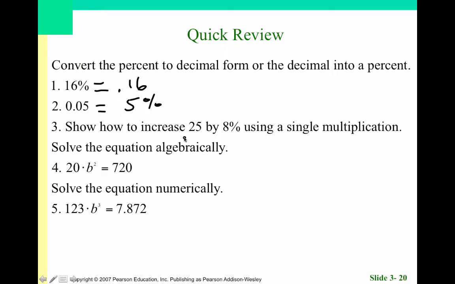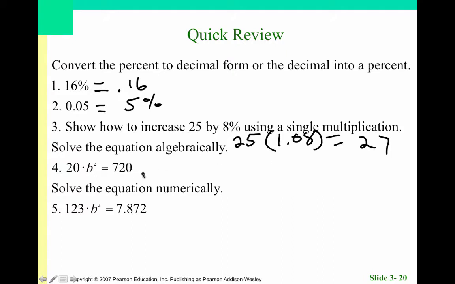Show how to increase 25 by 8% using a single multiplication. I want to increase by 8%, so instead of just adding on, multiplying 25 times 0.08, we can actually do 25 times 1.08. We want to end up with 108% of what we started with. 25 times 1.08 gives us 27.